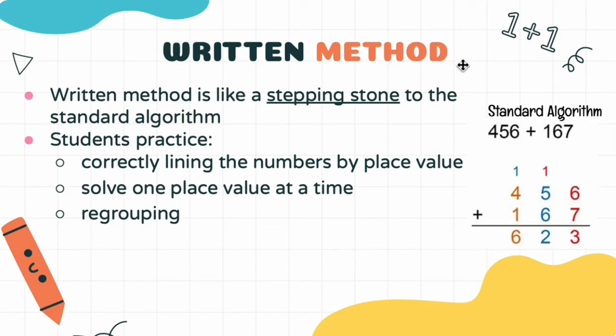The written method, however, helps students correctly line up the numbers by place value, solve one place value at a time, and regroup. Regrouping is kind of like that carry over. So if we look at 456 plus 167, and we use that ones place value, we have 6 plus the 7, which equals 13. And we would leave the 3 and carry that 1 over. So we call that regrouping.